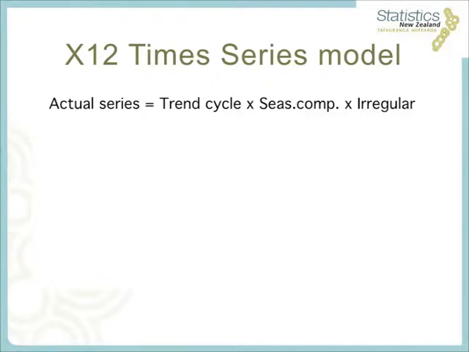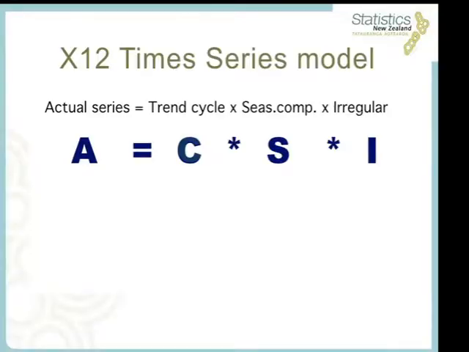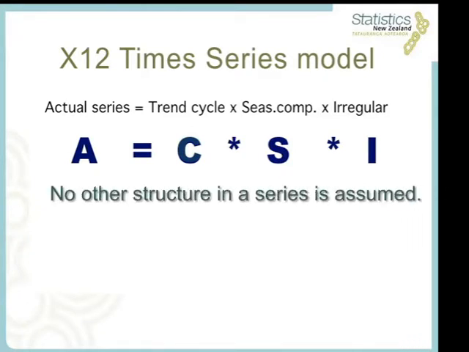We abbreviate that in symbols, as one does in mathematics or statistics. So the actual series equals CSI. C is the symbol for trend cycle, S is the symbol for seasonal component, and I is the symbol for irregular. And in most of the economic time series that we use, a multiplicative model is appropriate, which means that the trend cycle, the seasonal component, and the irregular are multiplied together to make up the actual series.